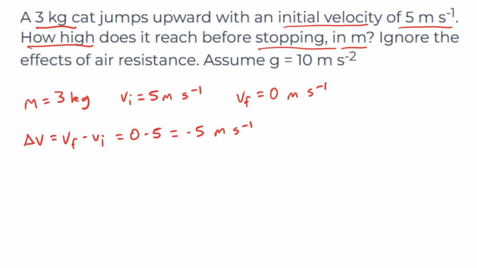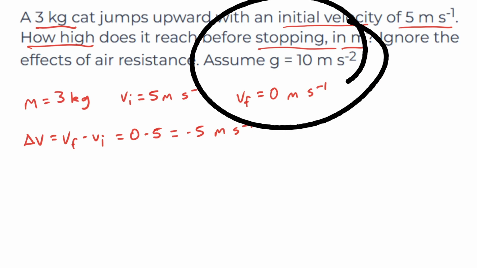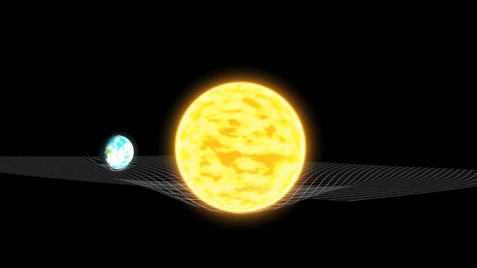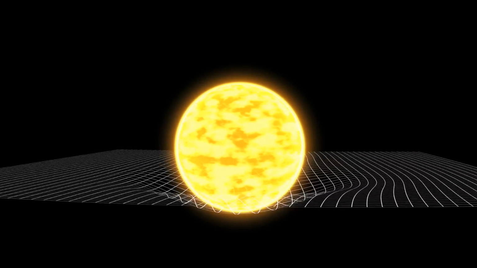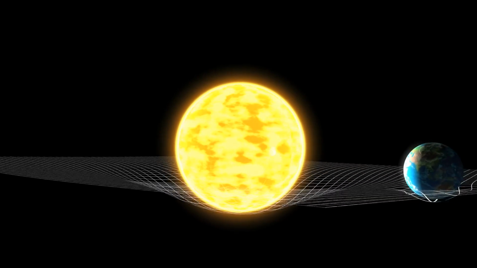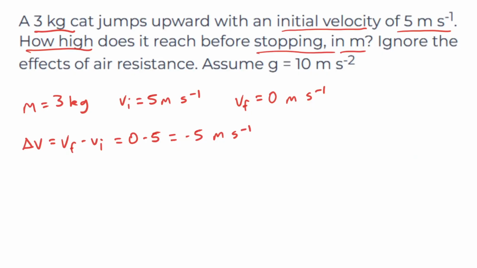Gravitational acceleration, or g, is equal to 10 meters per second squared. g is simply the value of acceleration that our cat will have due to gravity, so we can also say a is equal to 10 meters per second squared. Also in this example, the direction of gravitational acceleration will be in the opposite direction to the velocity of the cat, causing it to slow down, which means that the value should be negative. So a will be equal to negative 10 meters per second squared.